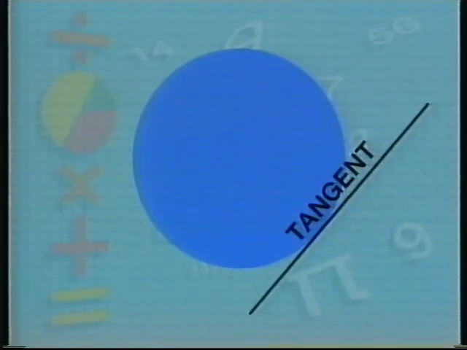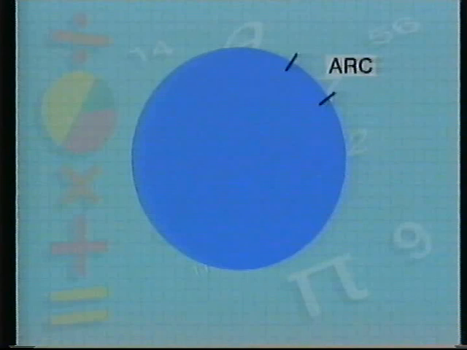We have to know how to talk about circles. These are names you should simply learn and understand. A line is a tangent if it just touches the circle at one point, the point of contact. This is the circumference C going all the way around. Any part of the circumference is called an arc. There's a minor arc and a major arc.